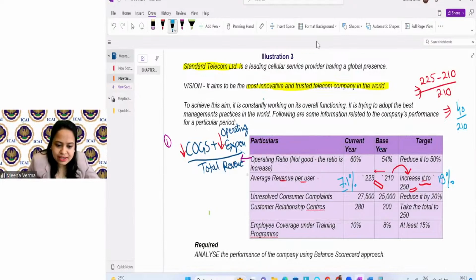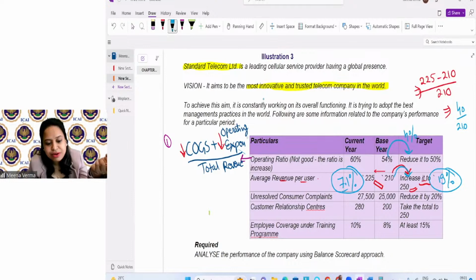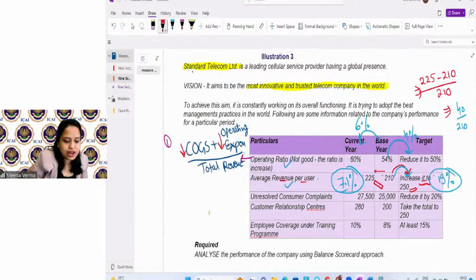So you will see here that for this ratio they targeted to improve it by 19%, but the actual improvement was 7.1%. So this is how you will measure. Here, what you have targeted is to reduce it by 4%, but instead of reducing it by 4%, it has increased by how many? By 6%. Opposite ho gaya, right? So you can see that both of them are financial measures. Both of these things will come under financial measure.